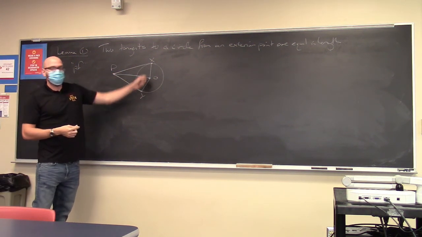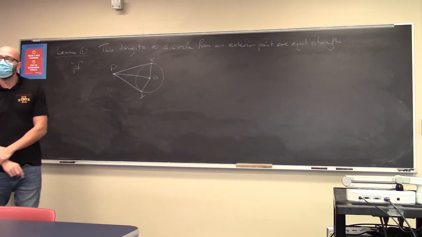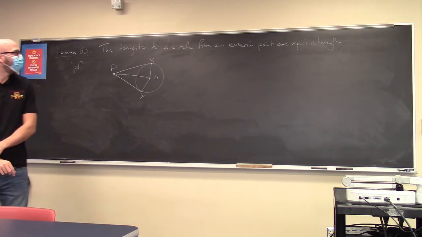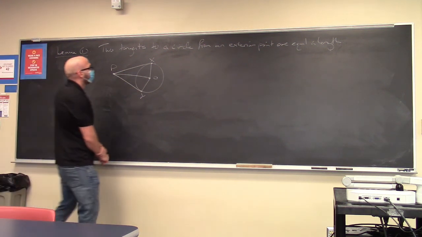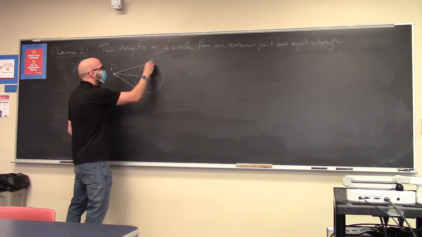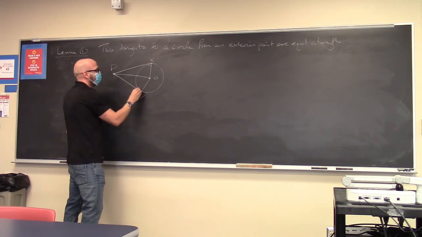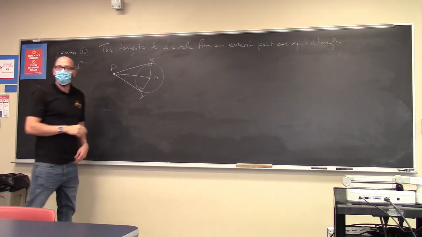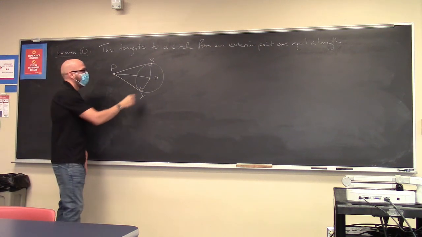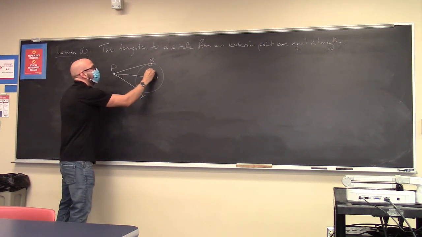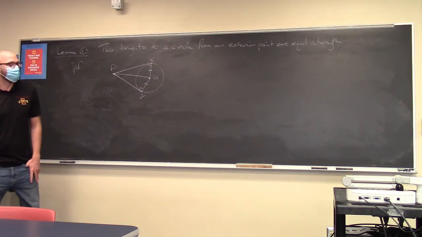What's angle PXO? Yeah, it doesn't look like it in this picture, it looks a little less than 90, but if this is a tangent, then that must be a right angle. Both of these, OX and OY, have the same length, they're just equal to the radius of the circle.